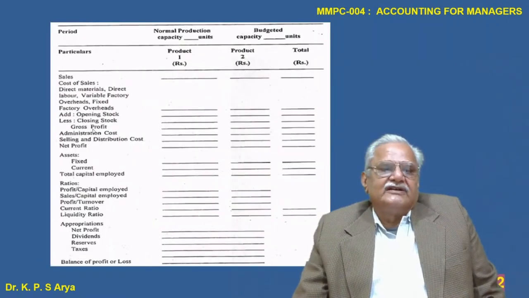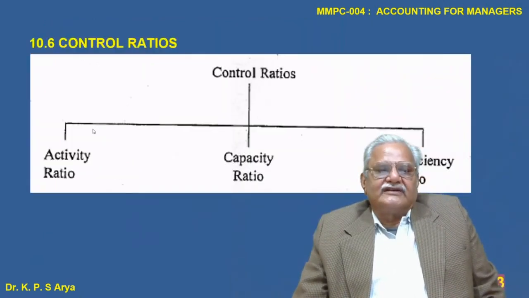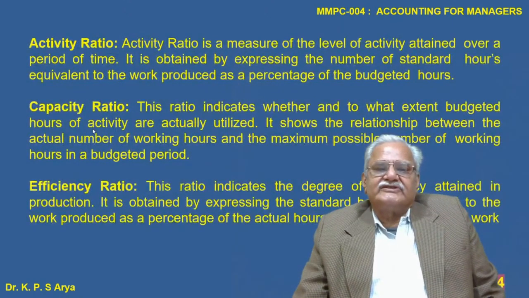This is the proforma of budget. Then control ratios: activity ratio, capacity ratio and efficiency ratio. The activity ratio is a measure of the level of activity attained over a period of time. It is obtained by expressing the number of standard hours equivalent to the work produced as a percentage of the budget hours. Capacity ratio indicates whether and to what extent budgeted hours of activity are actually utilized.